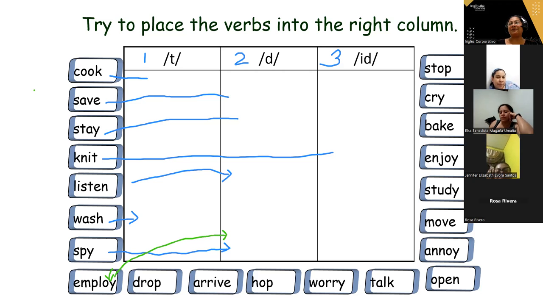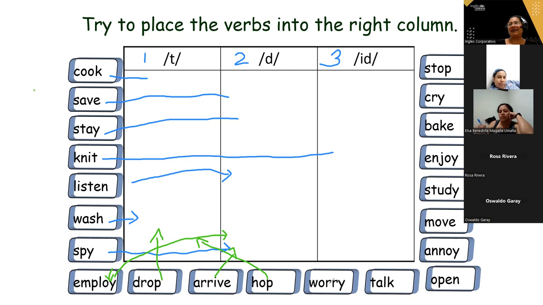Drop. Number one. Dropped. Number one. Arrive. Number two. Yo se los digo en su forma base. Arrive. Number two. Ah, okay. Hop. One. Hop, one.